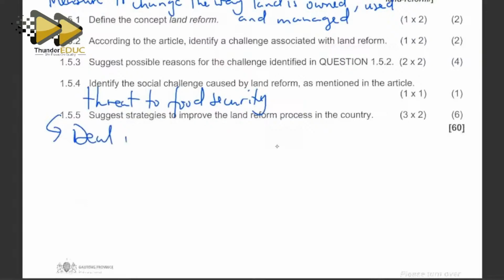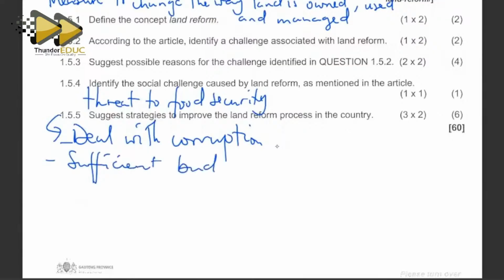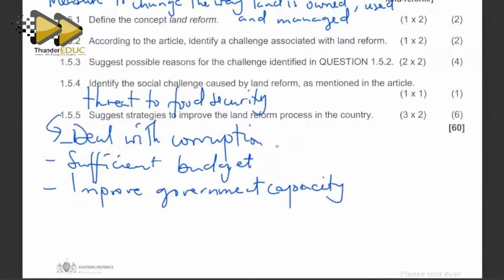Right, the first thing, the government should deal with corruption. Issues of corruption must be dealt with strictly so that there is efficiency in terms of service delivery. And also, the government must try to source and attain a sufficient budget. The process needs money, and the government must acquire that money to make sure that it goes smoothly. Then also, we need to improve government capacity. Sometimes the government advocates for things that it cannot manage. For example, the land reform requires the government to employ more people to do that process. Does the government have capacity? Does it have enough staff? That also needs to be taken care of.